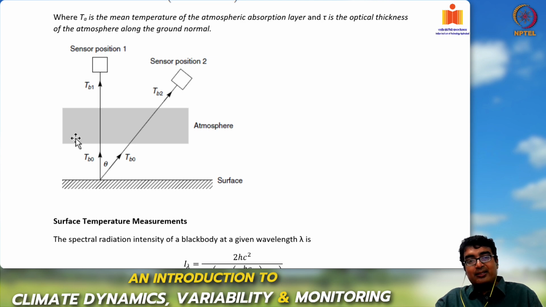Okay, this length is greater than this length by the theta value, right? So this is h and this is z; h cos theta is z basically, right? Because of that, the effect of the atmosphere is greater. So the brightness temperature obtained here will be different than the brightness temperature obtained for nadir viewing.